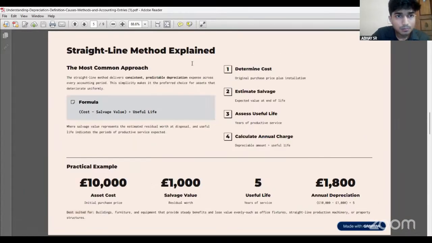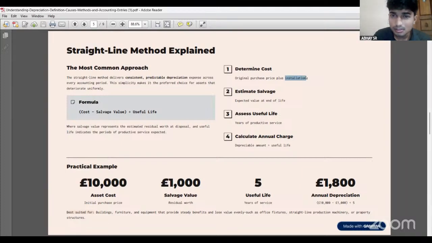So if you see, the straight line method is the most common approach. Why is it common? Because if you calculate the depreciation once over its useful life, the same depreciation applies every year. The formula is cost minus salvage value divided by useful life. So about cost, what is cost? I hope you know that the cost of a particular machine is its purchase price and installation cost.